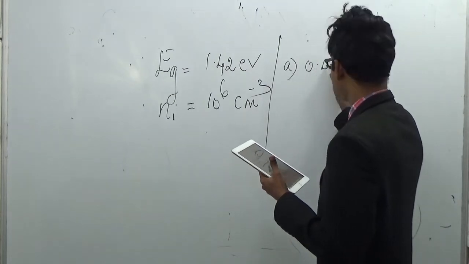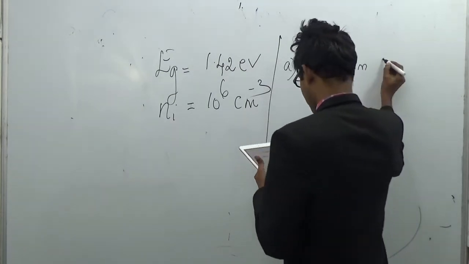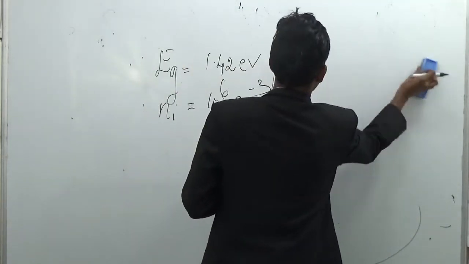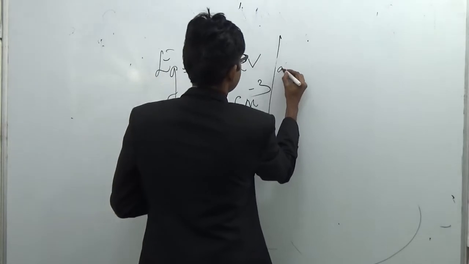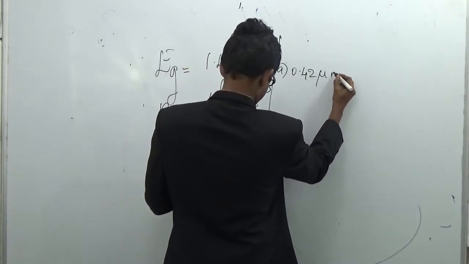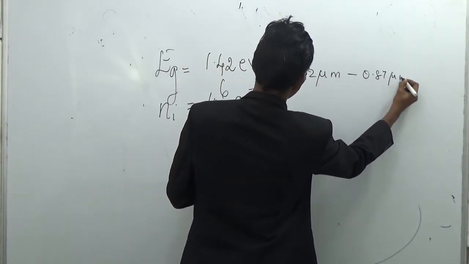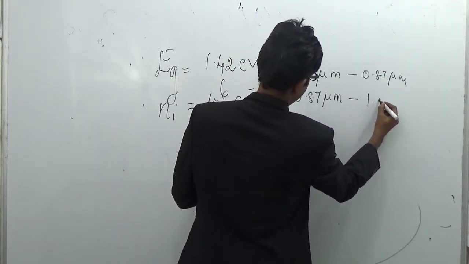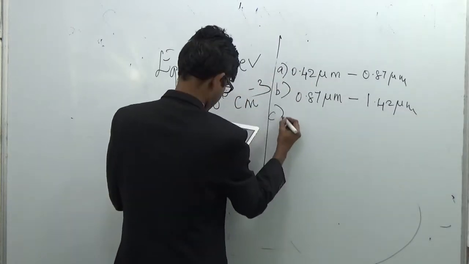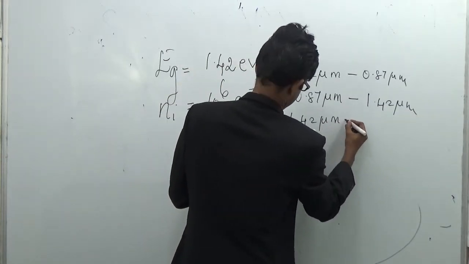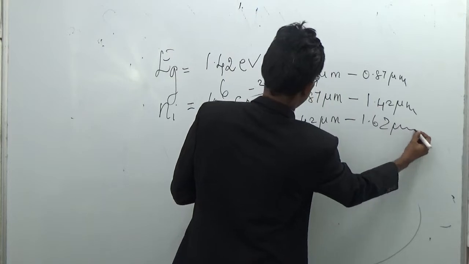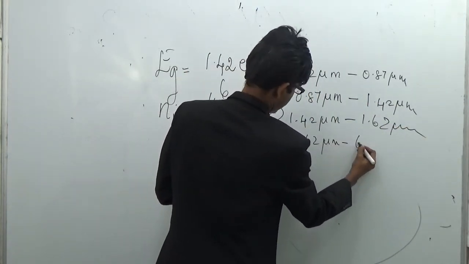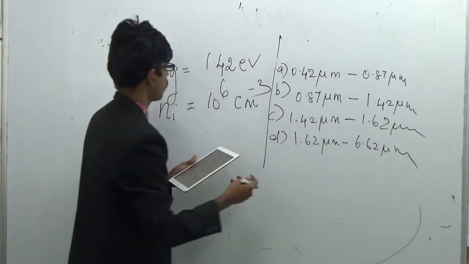A is 0.42 micrometer to 0.87 micrometer. This is the first option. 0.87 micrometer to 1.42 micrometer, the second option. 1.42 micrometer to 1.62 micrometer, the third option, and 1.62 micrometer to 6.62 micrometer, the fourth option.